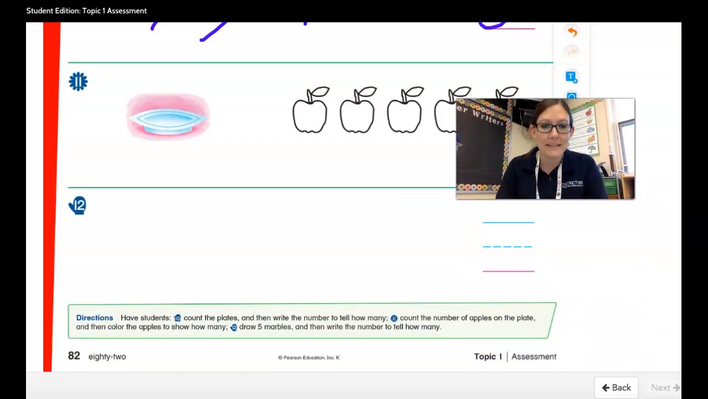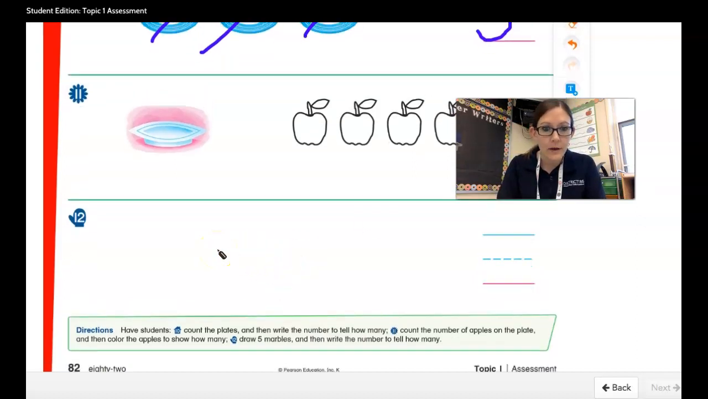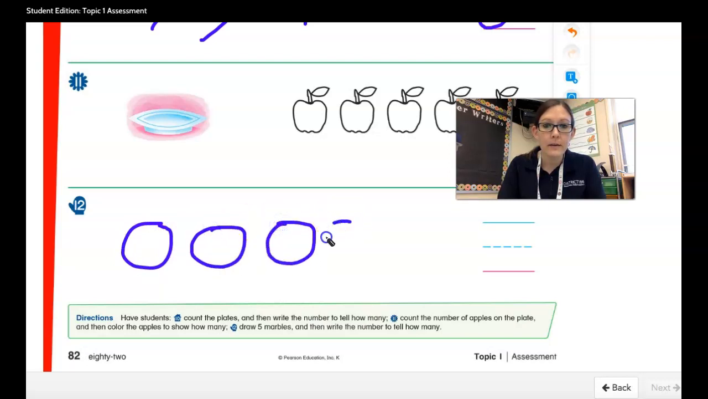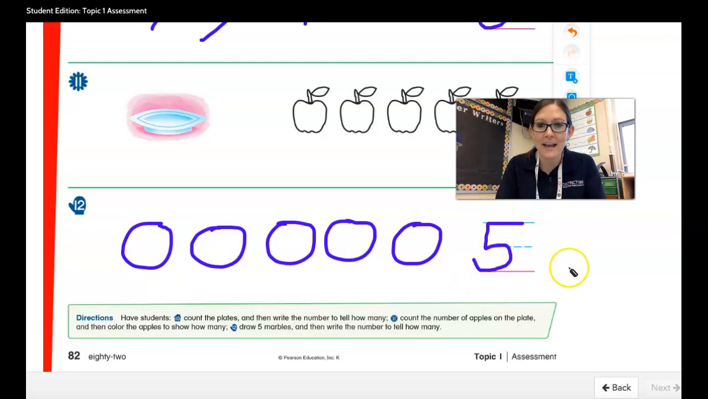Number 12, mitten. We need to draw 5 marbles and then write the number to tell how many. So do I have a pencil? I do. All right, so we're going to draw 5 and then write the number. 1, 2, 3, 4, 5. Did you draw 5? Make sure you did 5. Count them. And then write the number to show how many. 5 marbles, so I wrote the number 5.